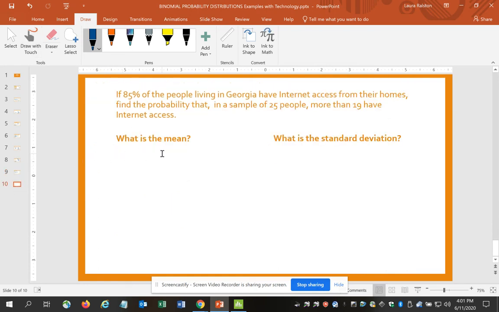And then finally, again, we can calculate the expected number of people, which is the mean. And remember, the mean is the sample size times the probability of success. So we would have 25 times 0.85. So we would expect 21.25, roughly 21 homes to have internet access.